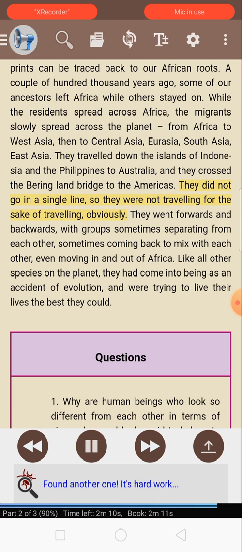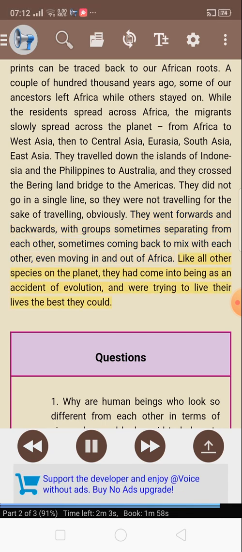They did not go in a single line, so they were not traveling for the sake of traveling, obviously. They went forwards and backwards with groups sometimes separating from each other, sometimes coming back to mix with each other, even moving in and out of Africa. Like all other species on the planet, they had come into being as an accident of evolution and were trying to live their lives the best they could.